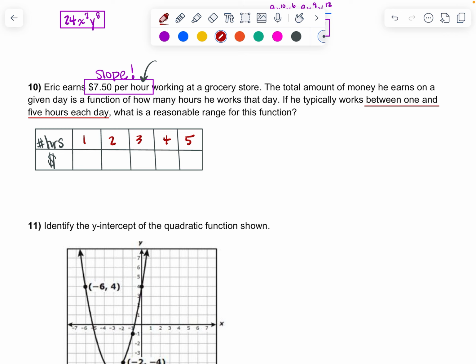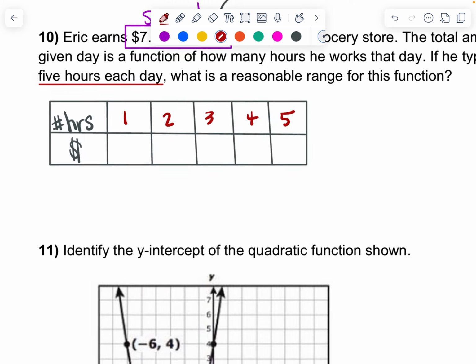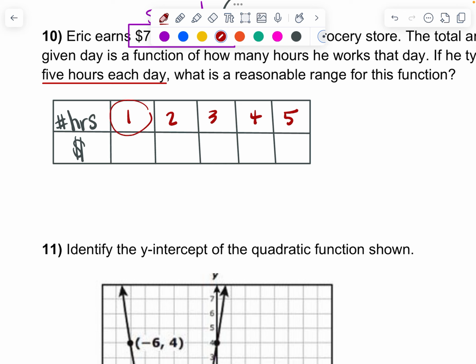And they're telling us that in the problem. Well, if he earns $7.50 per hour, that's pretty easy to fill in this table, right? If he works 1 hour, then clearly he makes $7.50, right? If he works 2 hours, then he makes double that, which is $15. If he works 3 hours, we add another $7.50, so he's going to make $22.50. If we add another $7.50, he's going to make an even $30. And if we add another $7.50, that's going to be $37.50.